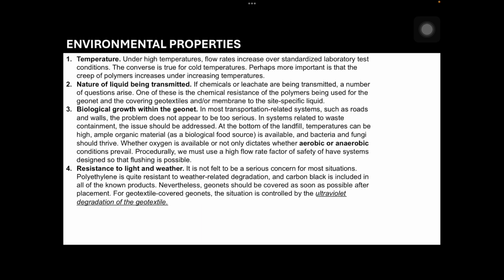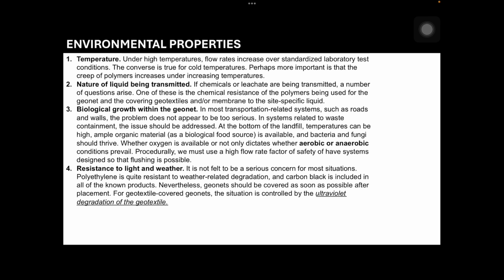So load resistance creep increases under increasing temperature. So also kapag increasing temperature, mas malaki yung hindi nagko-contract yung material.